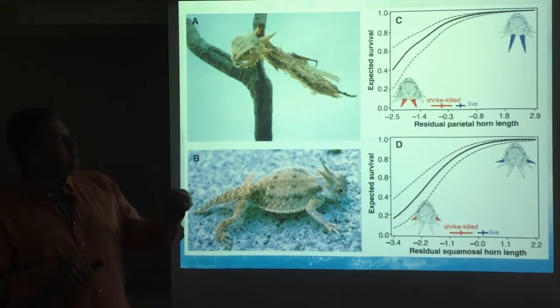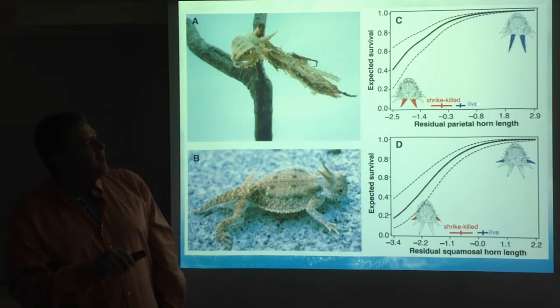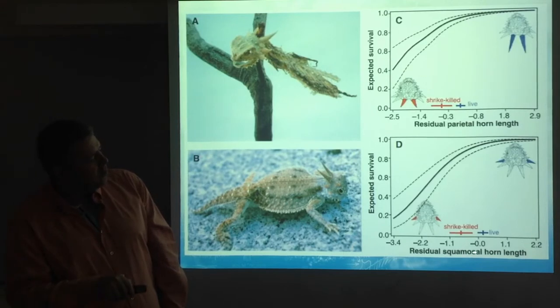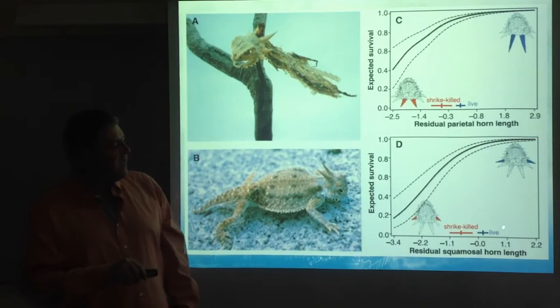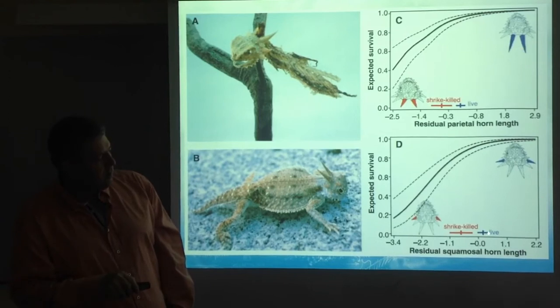And what they could demonstrate, and that's what you see in these survival curves here, is that for the animals in the population that live, in the blue, here and here, this is for the back horns here, those are the parietal horns, and these are the squamosal horns on the side. What they could demonstrate is basically that in the living population, the horns, both of them, were longer, in this part, longer than the animals that had been predated upon.